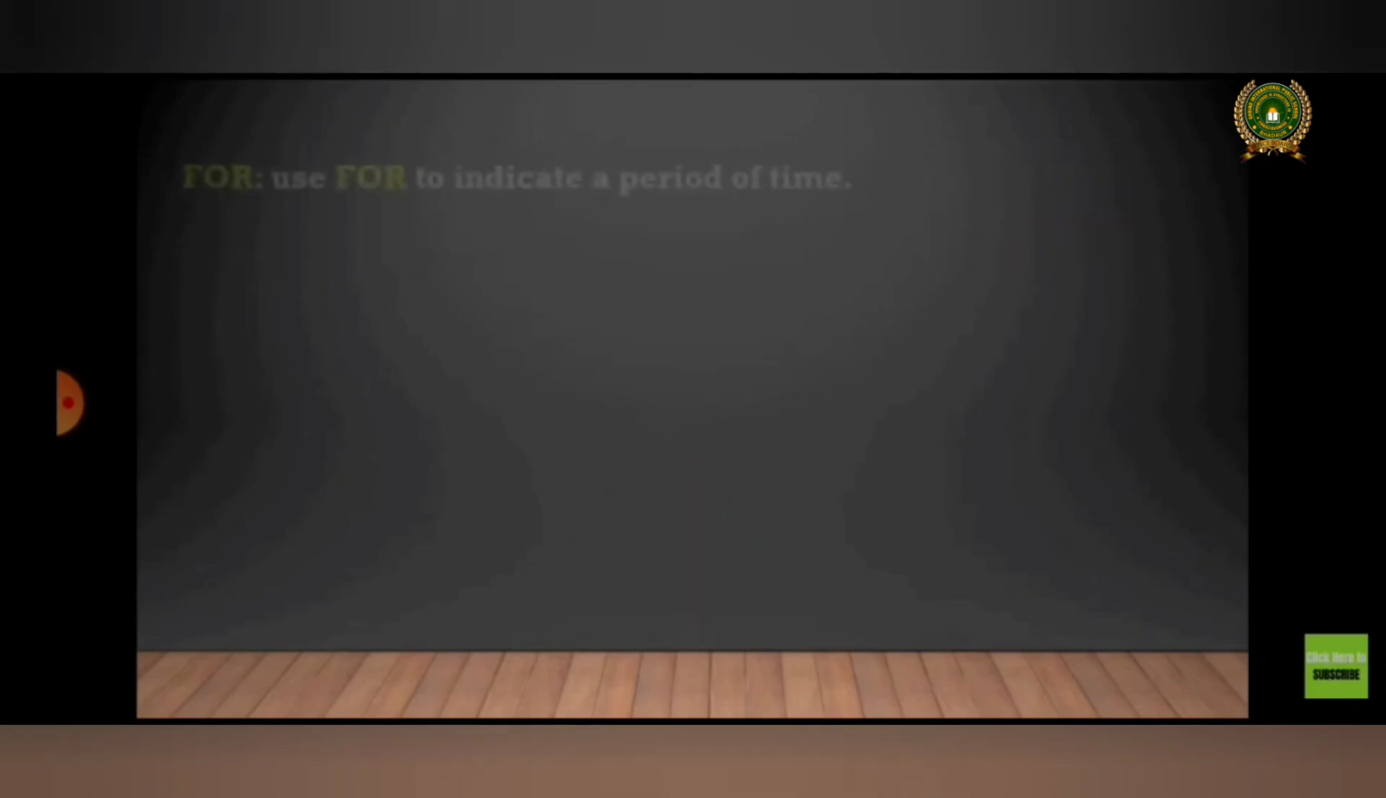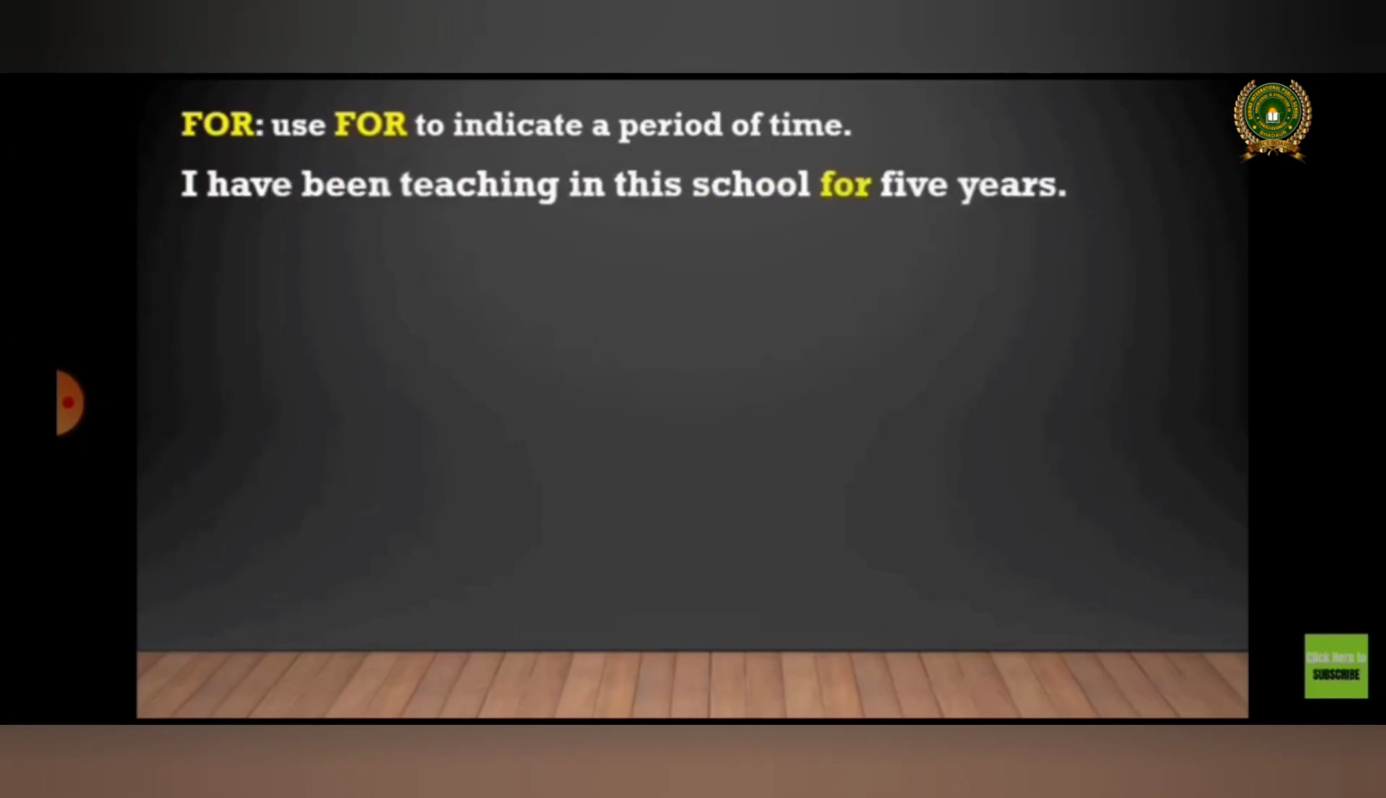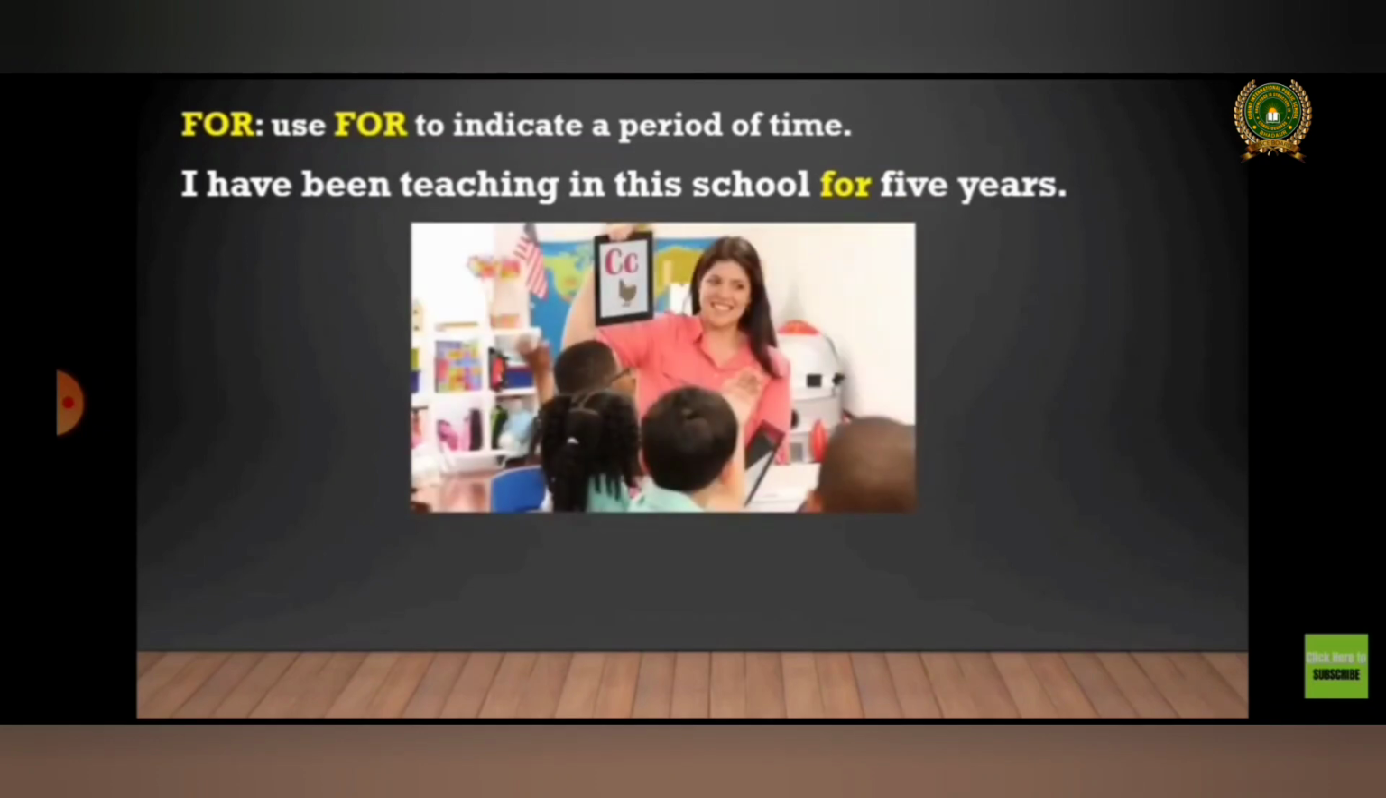Okay. So next is for. Use for to indicate a period of time. Okay. I have been teaching in this school for 5 years. So here only period is given. Which 5 years is not mentioned. So only it is written 5 years. So we will use for.